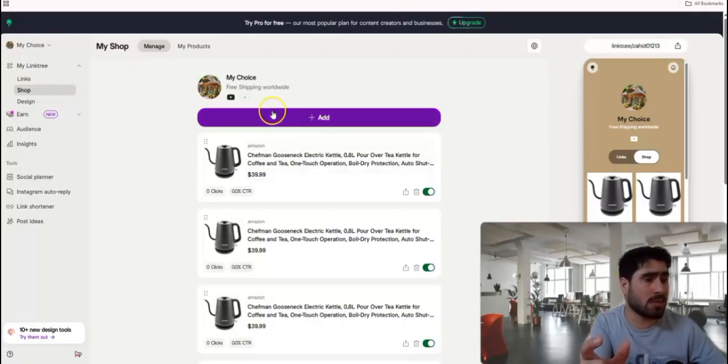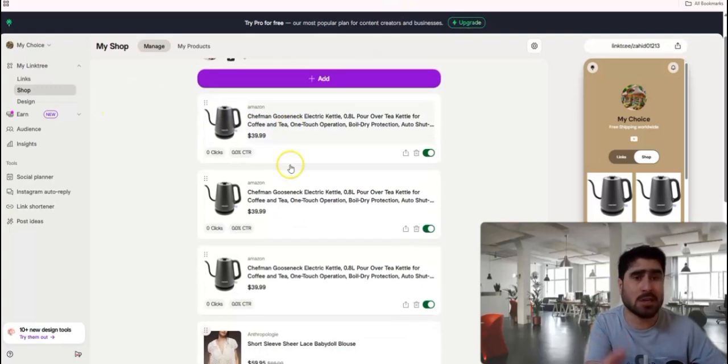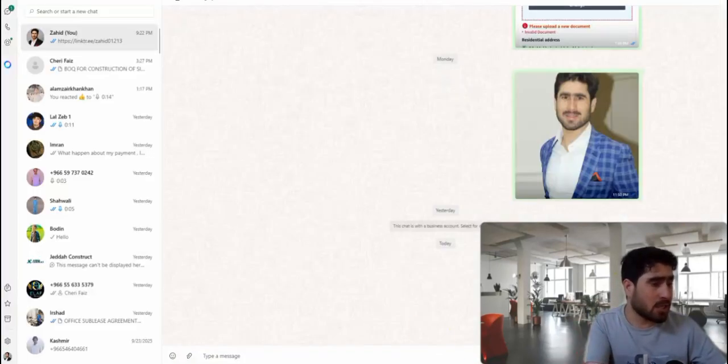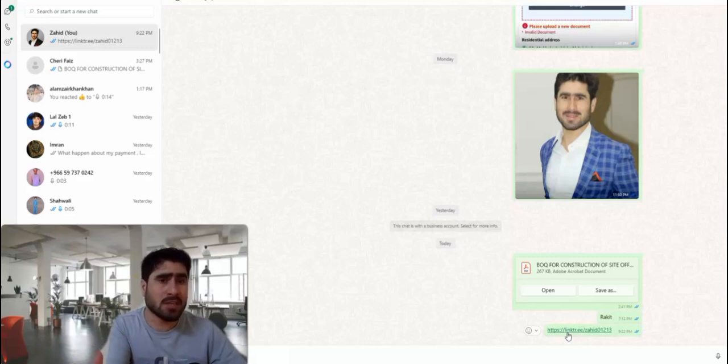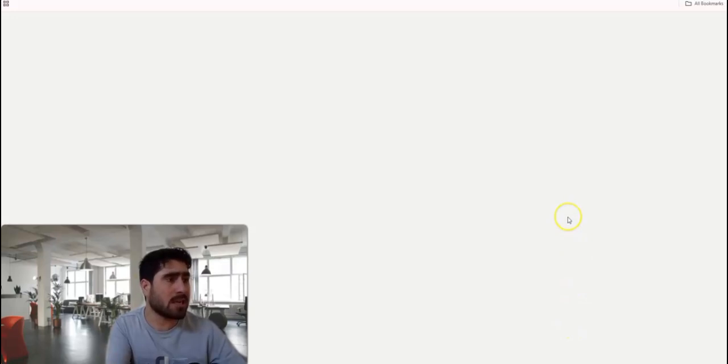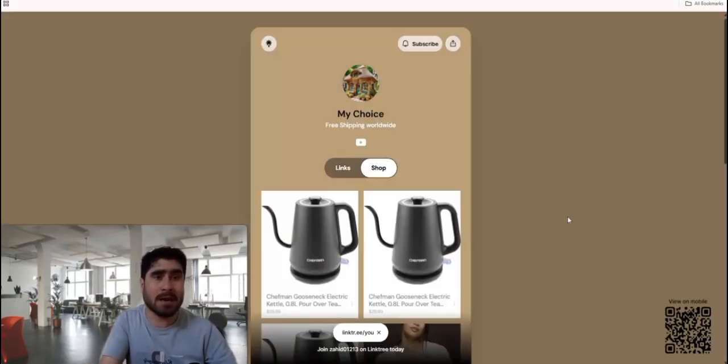So look at this, this is my personal Linktree I created for practice. Look at this, I share my Linktree link in my WhatsApp account. So if I provide this link in my TikTok bio and any customer clicks my link, they come directly to my Linktree.